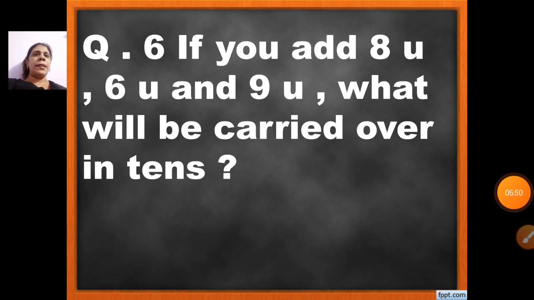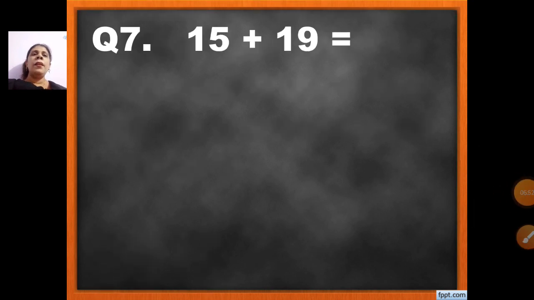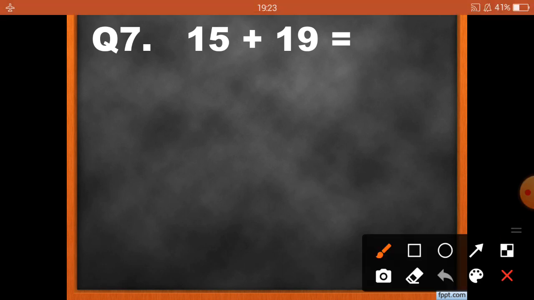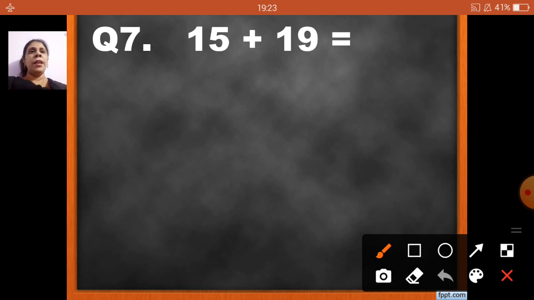Okay, now next. 15 plus 19. Now you are going to get the answer. I have taught you this, children. In mental maths, you can get the answer in horizontal way. Now what we will do? You will add units with units, that is 5 and 9. So 9 plus 5 will be 10, 11, 12, 13 and 14.